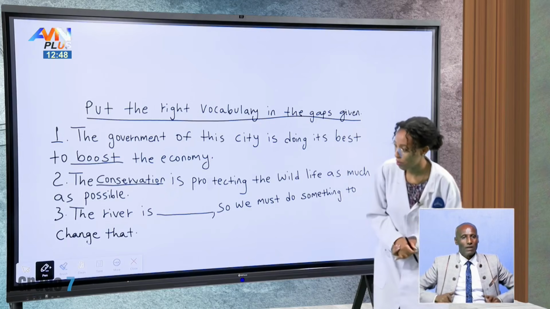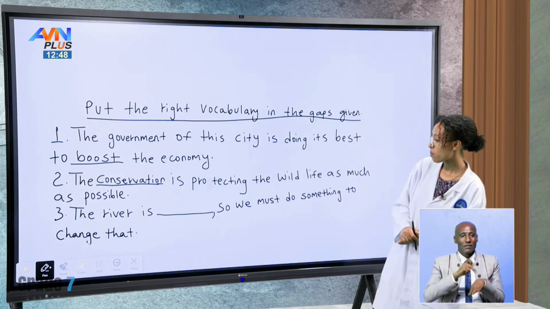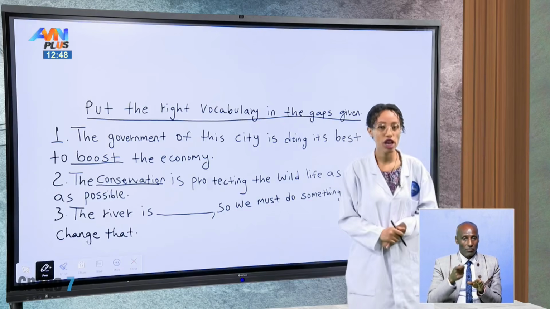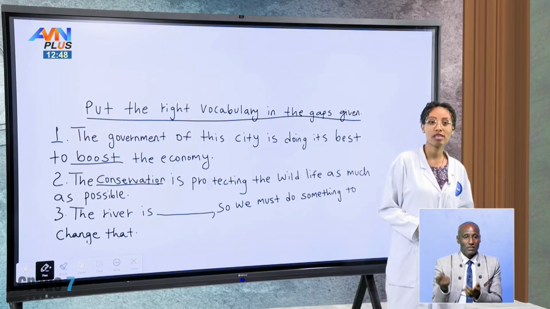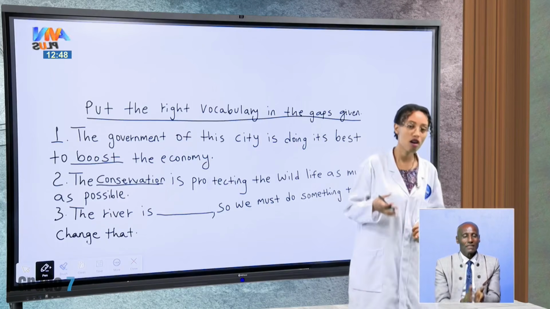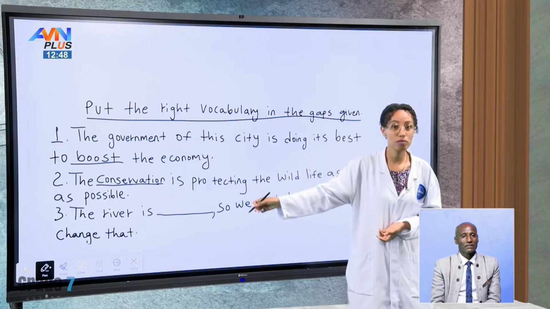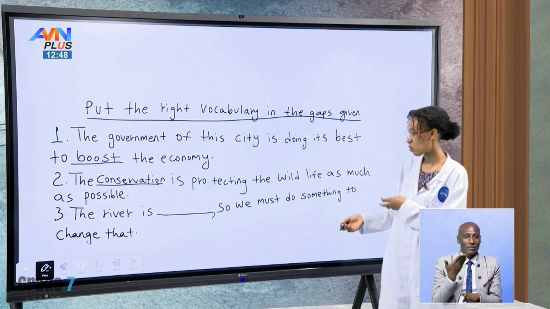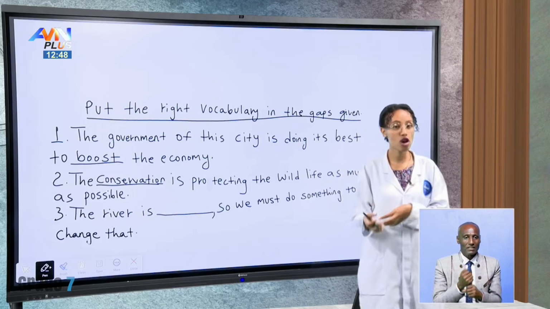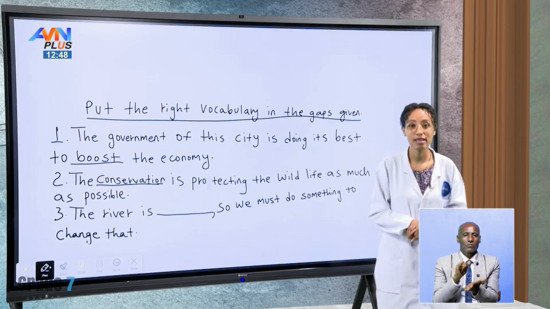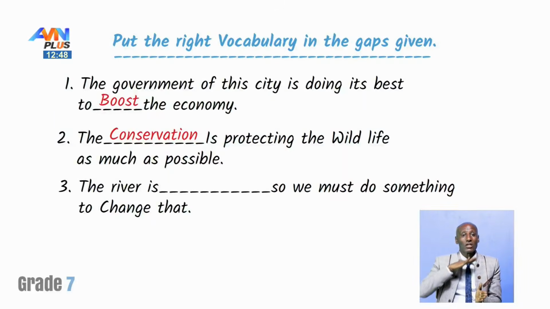And the third one, the river is blank space, so we must do something to change that. So there is an action, consequence, cause and effect, right? So something has happened. Because of that, we must what? Do something to prevent that, to change that, to stop that. So what do you think it is? The river is contaminated.